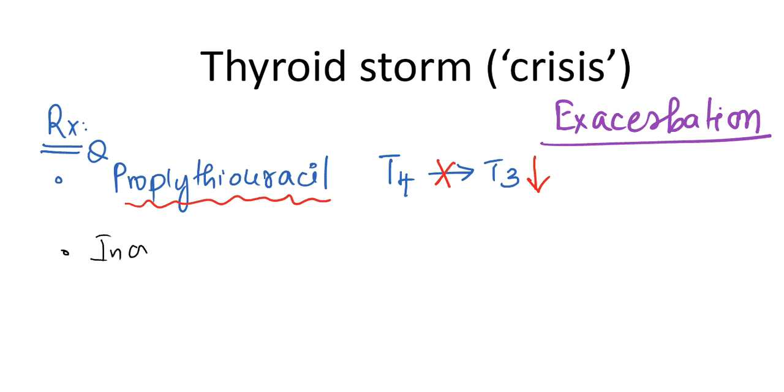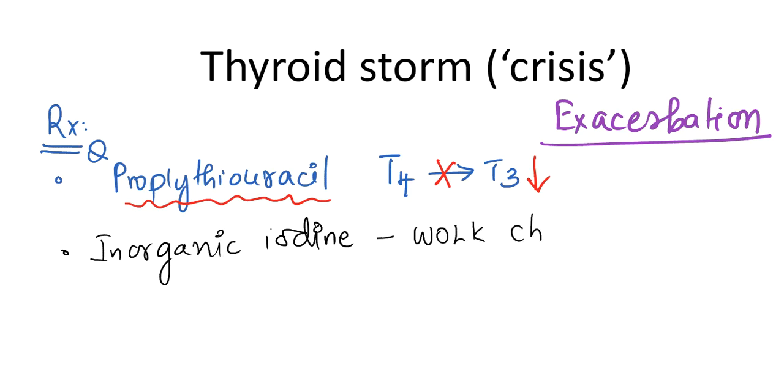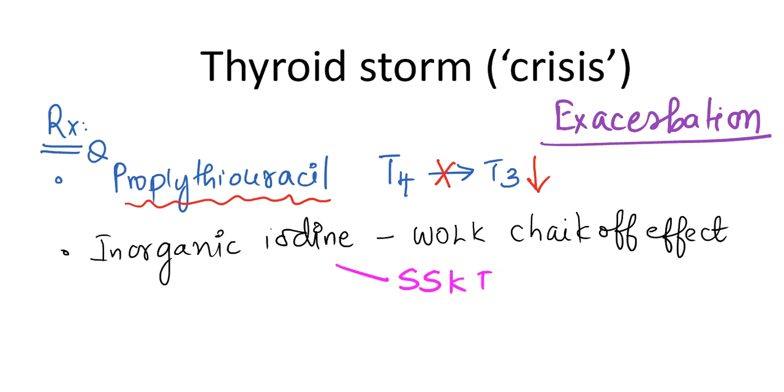The other drug which you have to include is inorganic iodine. Now this inorganic iodine, how is it going to help? It is by means of the Wolff-Chaikoff effect, which you might have read about. And the forms of inorganic iodine which you are going to use in case of thyroid storm are: number one, it could be a saturated solution of potassium iodide, or you can use Lugol's iodine. These are the options available during thyroid storm or crisis.